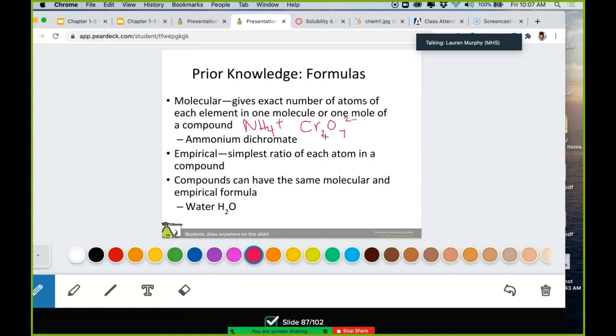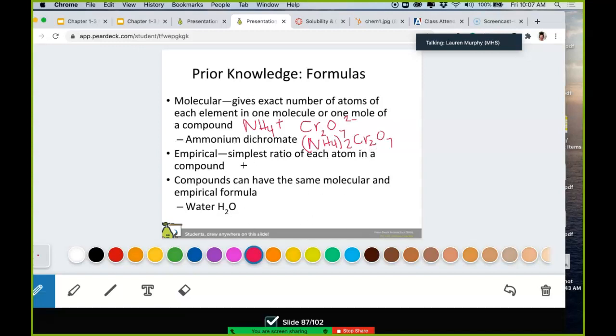So 2 chromium, that's the dichro part, and then the 8 part is the oxygens. If you write this formula, it looks like this: NH4, and then I need 2 of them to balance out the -2 charge in dichromate. Okay, this is its formula. This is its true formula.